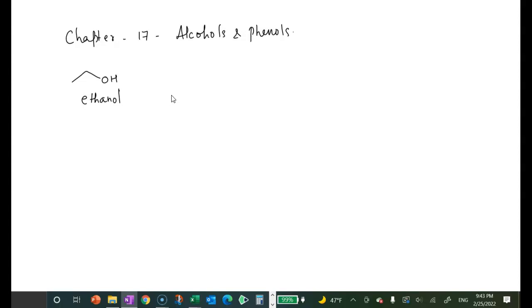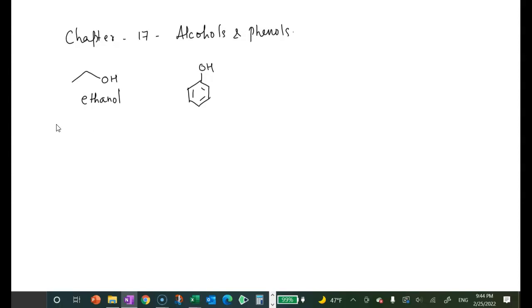For example, we have an antibiotic, chloramphenicol, or cholesterol, that has OH groups present in it. Phenol is actually a special kind of alcohol, and it has a hydroxyl group which is attached directly to a phenyl ring. So this one is phenol. We'll talk about phenols later, but we will look into some of the namings of alcohols first.